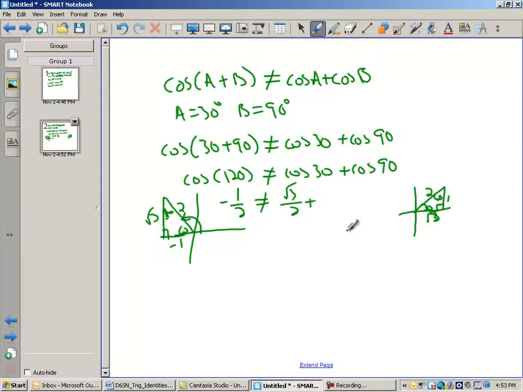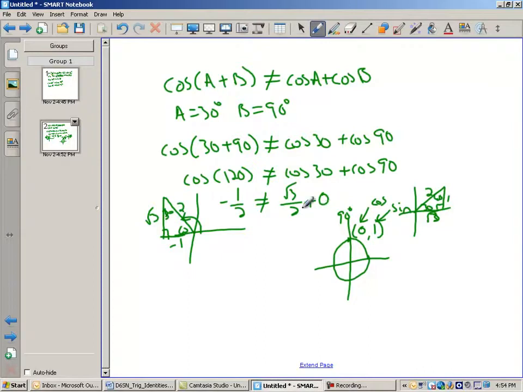And the cosine of 90 degrees ends up right here on the positive y-axis. That's going to come from our unit circle. Right up here at 90 degrees, that ordered pair is 0, 1. The first number is the cosine, the second number is the sine. So the cosine of 90 degrees is 0, and you can see that this is not a true statement.